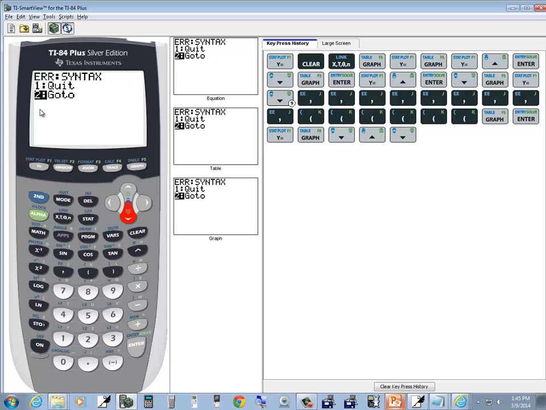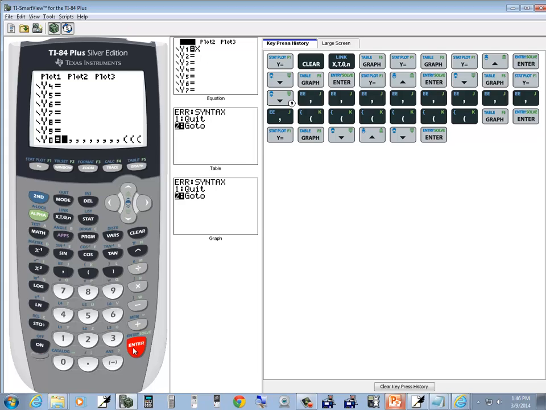Try it again. There. A little trouble with the emulator. Once I get down to the go to, I'll press enter on it, and it'll go to where the error is, which is down here.